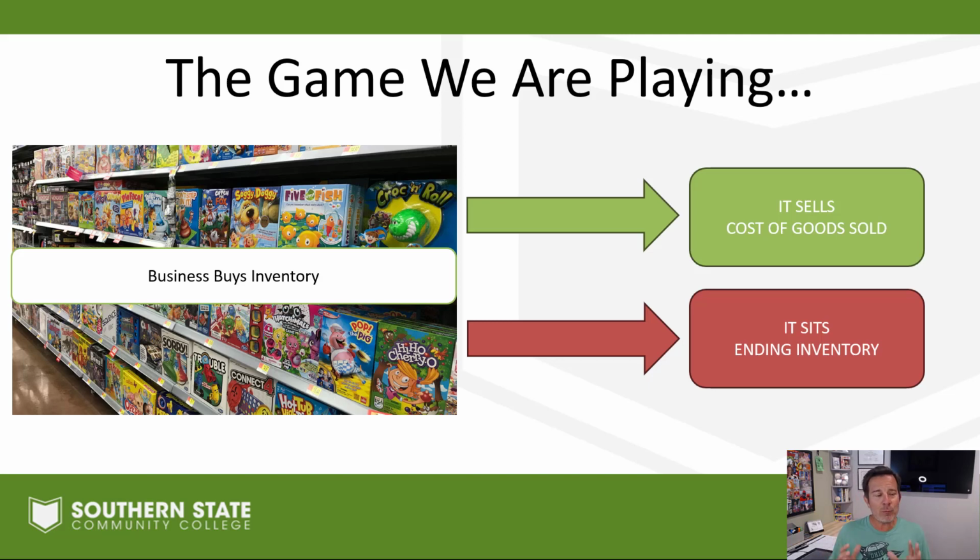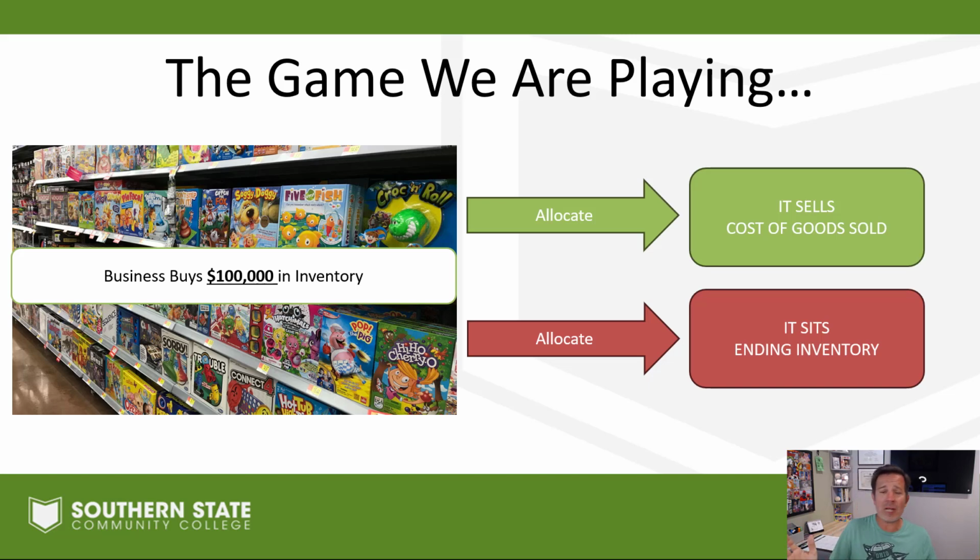And so the game we're playing, when we talk about FIFO and LIFO and weighted average inventory and all that good stuff, is trying to allocate that cost of inventory between goods that sold and goods that sit in ending inventory. And like I said, FIFO, LIFO, weighted average are the methodologies we use to make that allocation.